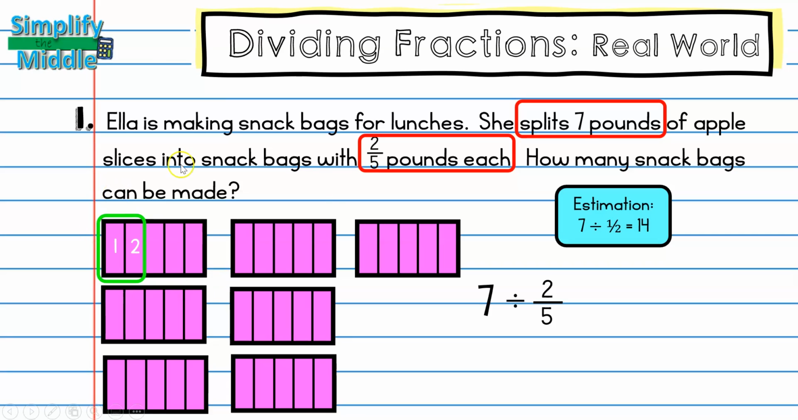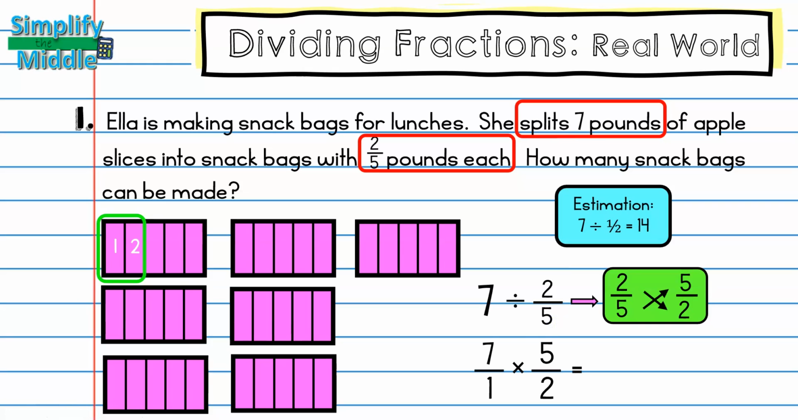Remember for this problem that I would rewrite my 7 as 7/1 just because it's a whole. I haven't changed the value, it's still the same thing. And then I need to find my reciprocal of 2/5. A reciprocal is when the numerator and denominator switch places, so I have 5 halves. So 7/1 times 5 halves is going to give me 35 halves, which when written as a mixed number is 17.5. Hmm, that's 17 and a half, and that's close to my estimation of 14. So my answer makes sense.